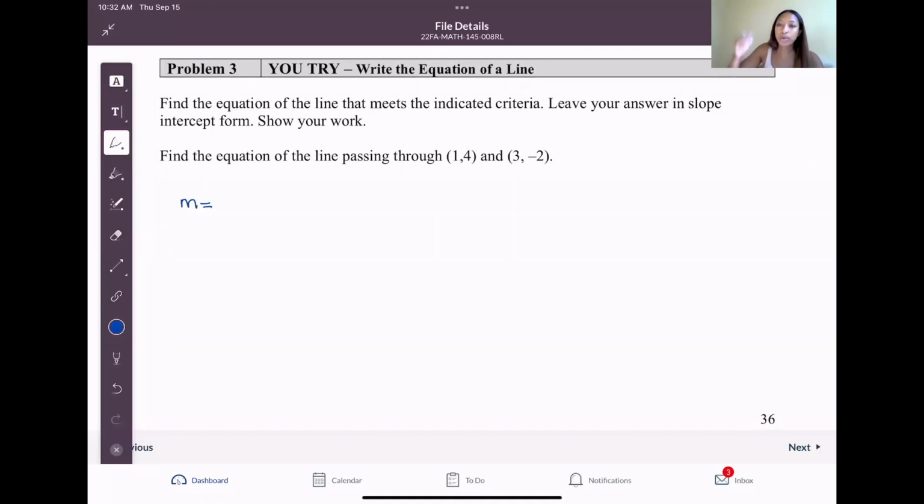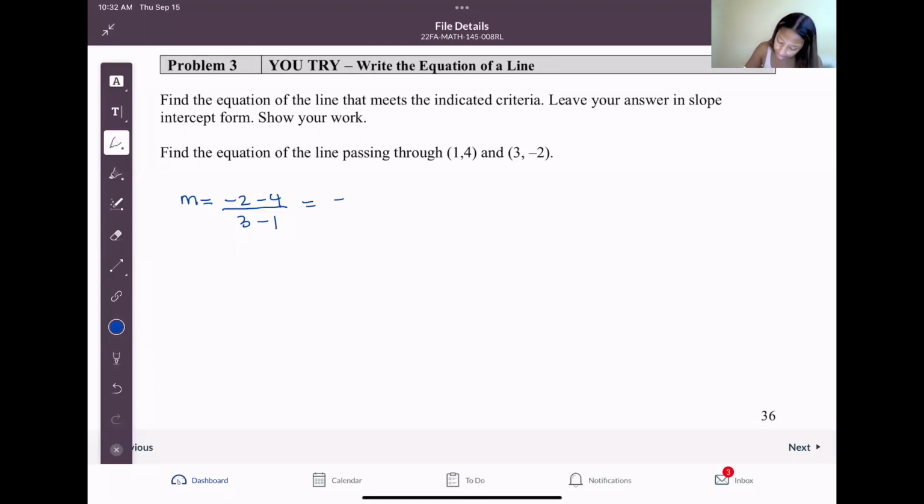I'm going to call the first point point 1 and the second point point 2. So y2 minus y1 would be -2 minus 4. And then we're going to divide that by x2 minus x1. Since we started with the second point in the numerator, we have to start with the second point for the denominator also. That's 3 minus 1. Then simplify this. We have -6 over 2, which is -3. So our slope is -3.